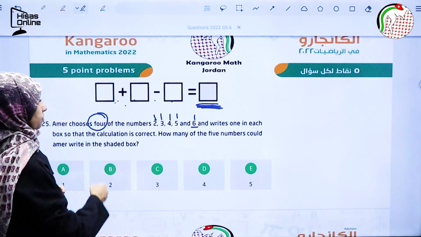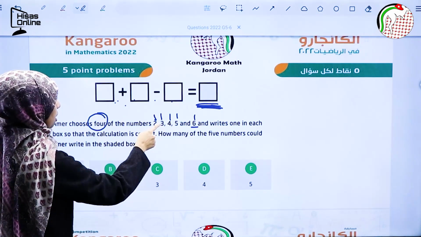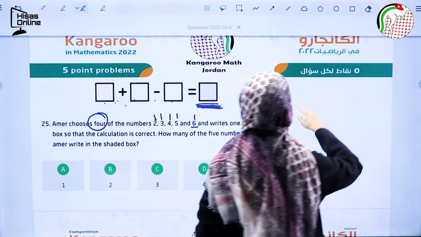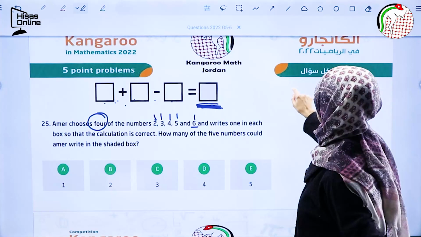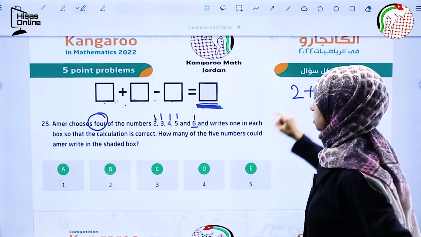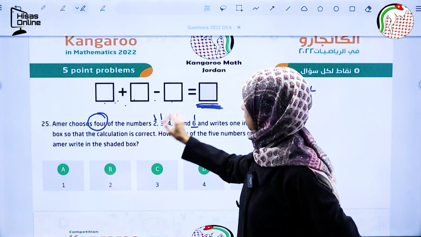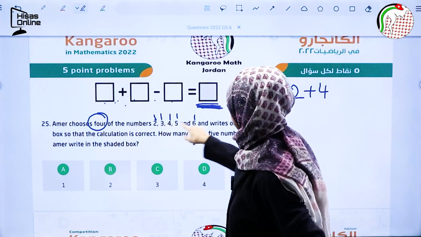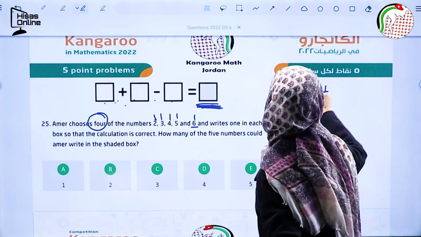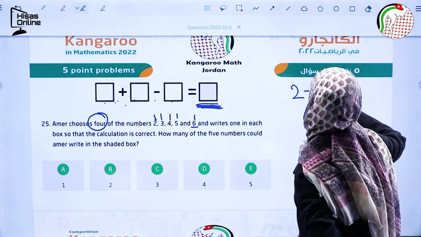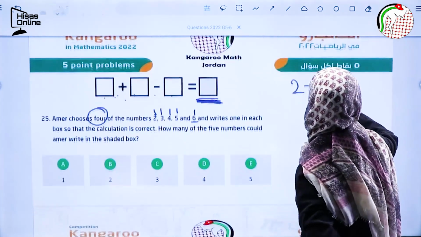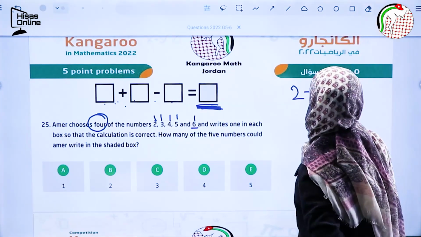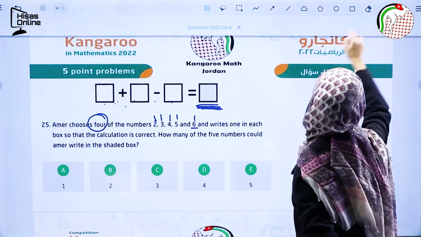Now let's start. Here, I may start with number 2, for example. Let me use this side. So if I use 2 plus, for example, 4, 2 plus 4 here, or 2 plus, let me erase. Okay.